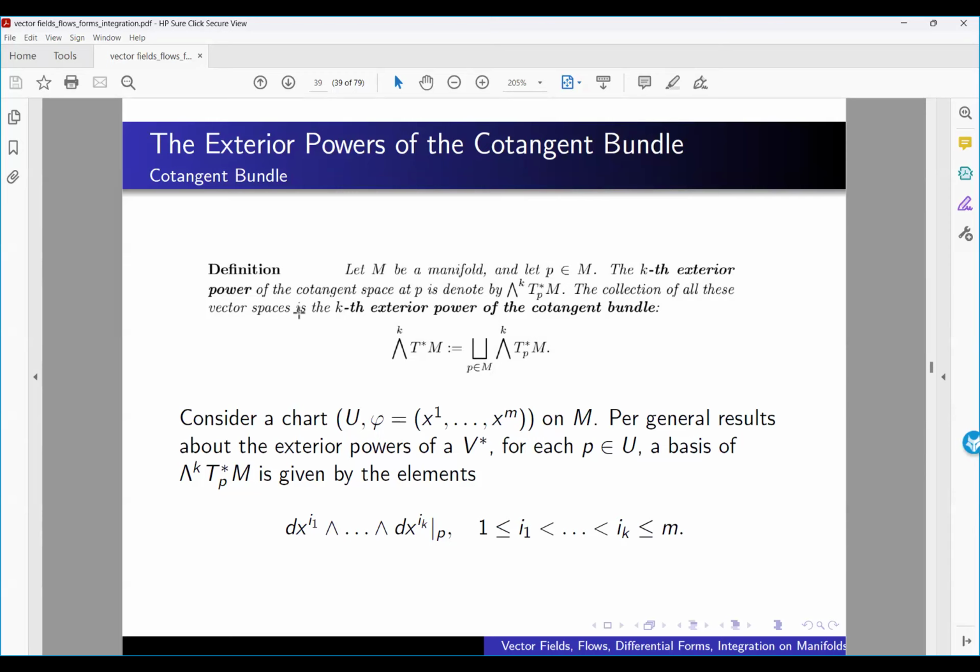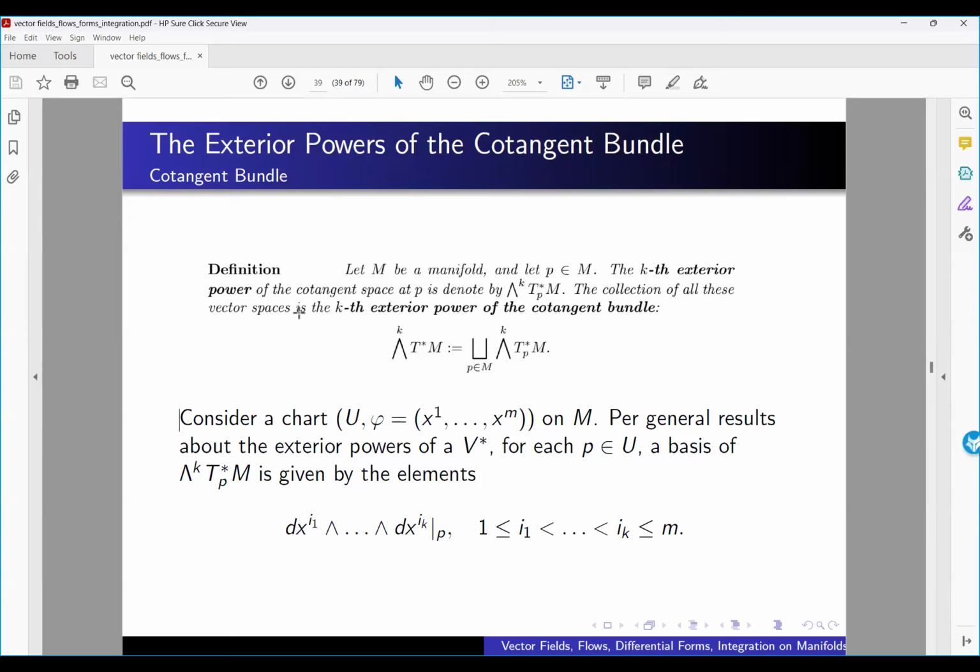So suppose that the coordinates, as we said, are given by x1 up to xm, right? And then they will induce a basis on TPM star, which will induce a basis on this kth exterior power of TPM star. Do you remember this is the wedge product of the elements of the basis, where the indices are taken increasingly, and you take wedge products of k such terms from the basis, right?